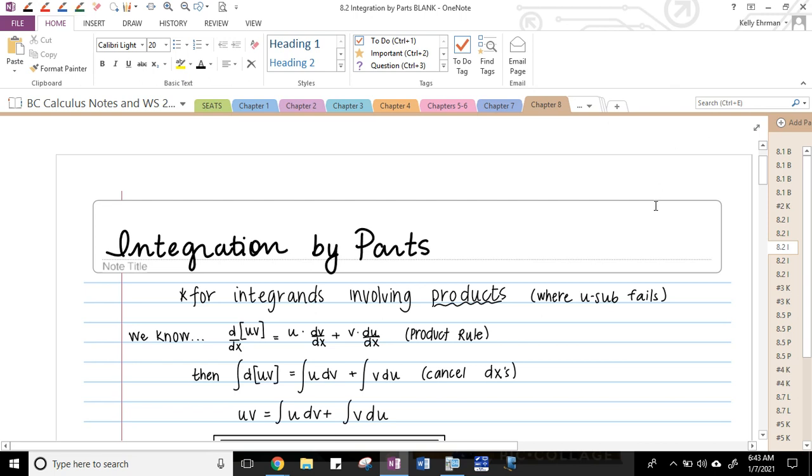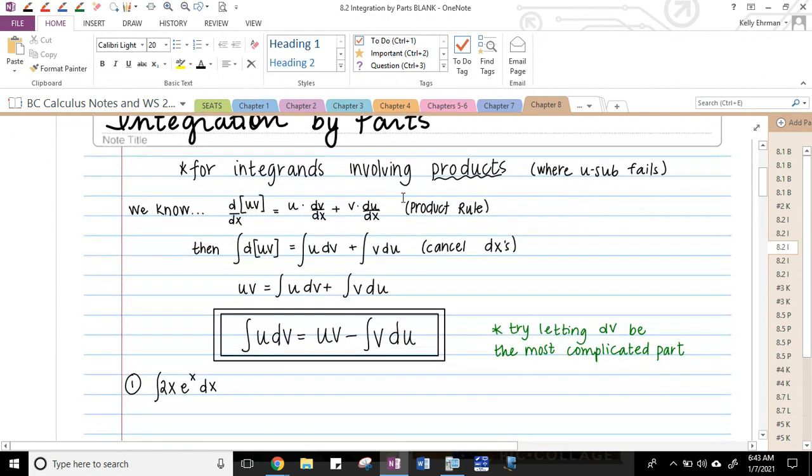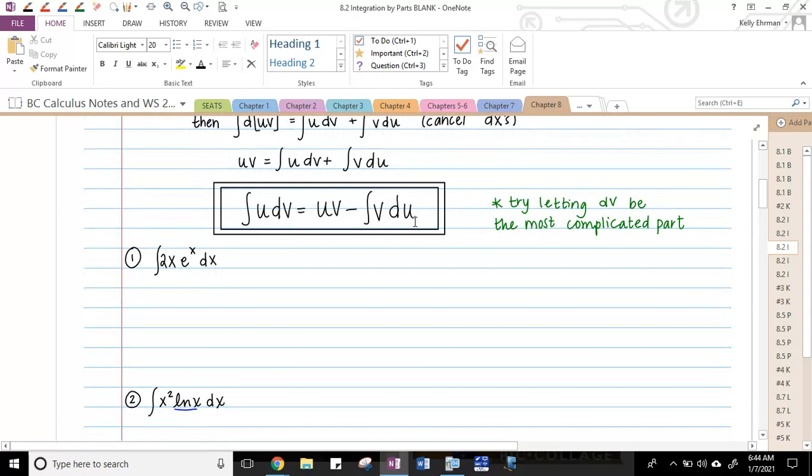Today we're going to talk about integration by parts. This is chapter 8, section 2. And so we'll finally be able to take the integral of a product where u substitution wouldn't work out. So take a look at this first example before we get into the formula.